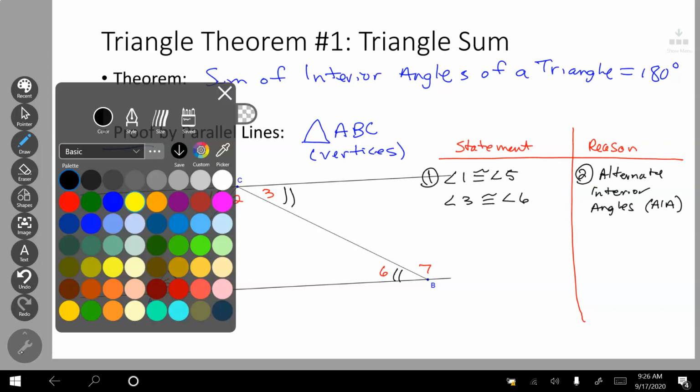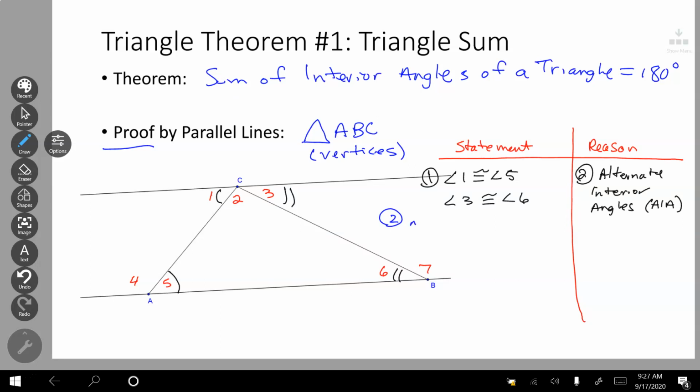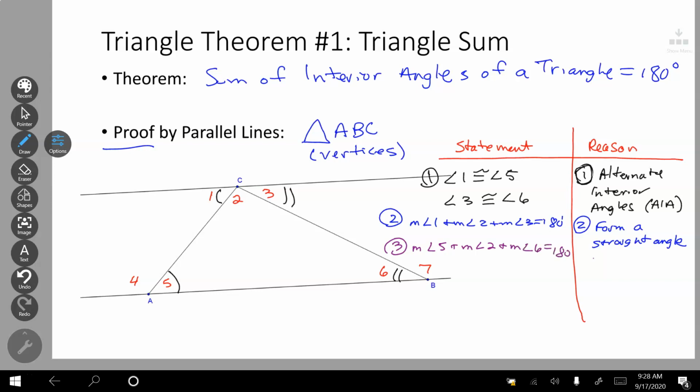The second thing I know, I'm going to use a different color, is that the measure of angle 1 plus the measure of angle 2 plus the measure of angle 3 is equal to 180 degrees. The reason is that they form a straight angle. If you notice right here, they form the line, and it's a straight angle. And then finally, another thing I can do, well, 1 is 5 and 3 is 6, so the measure of angle 5 plus the measure of angle 2 plus the measure of angle 6 is equal to 180 degrees. I could do that based on substitution.